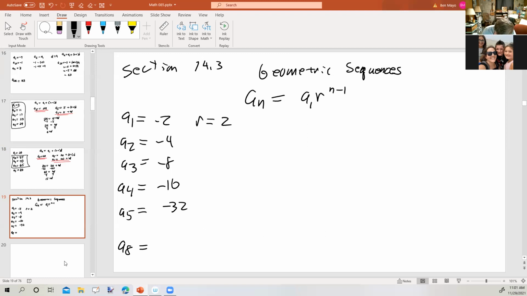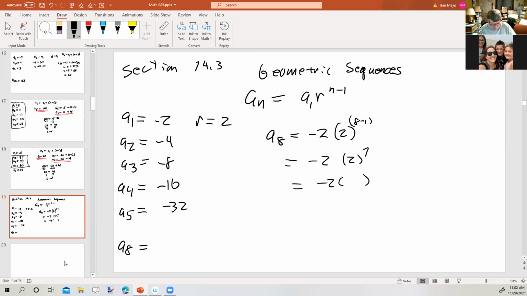So a sub 8 equals a sub 1, negative 2, times 2 to the n minus 1 power. So that's negative 2 times 2 to the 7th power, which is negative 2 times 128, and that is negative 256. So there we have the first 5 terms of the geometric sequence and the 8th term.